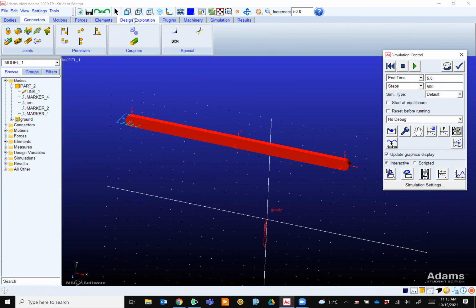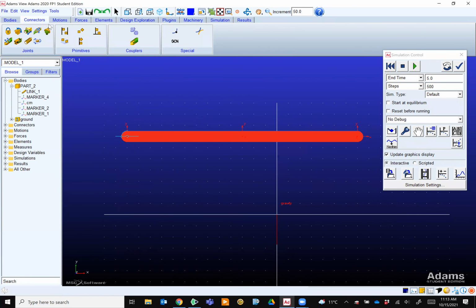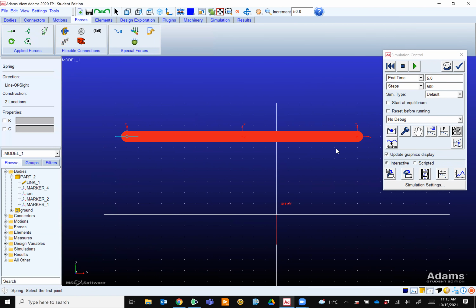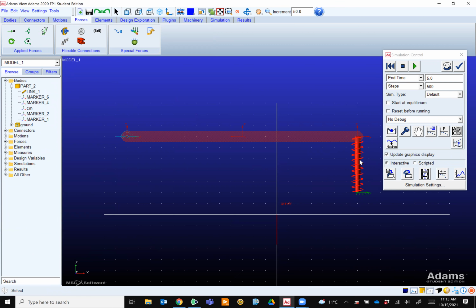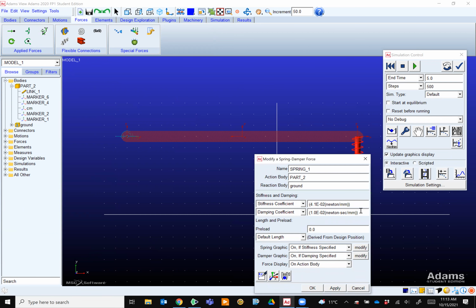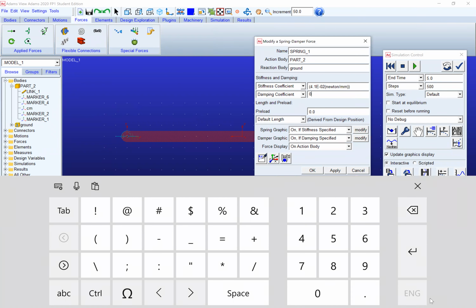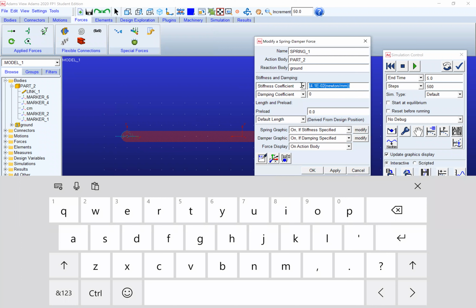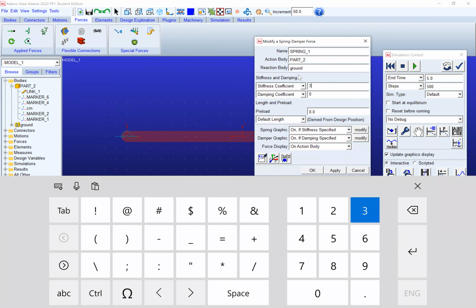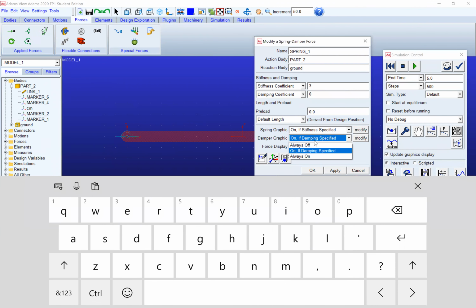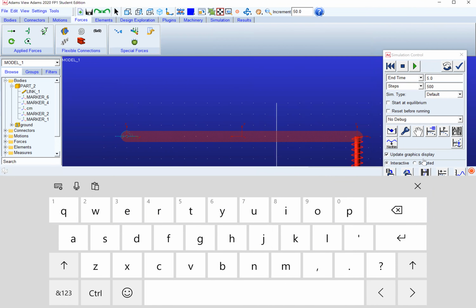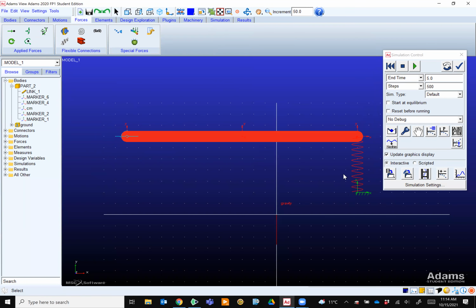Now let's add a spring and damper to it. So I have a spring somewhere here. Let's say this is a spring. I don't have damping, so no damping, 0. And let's say stiffness in Newton per millimeter, let's go with 3. So I built the spring here.